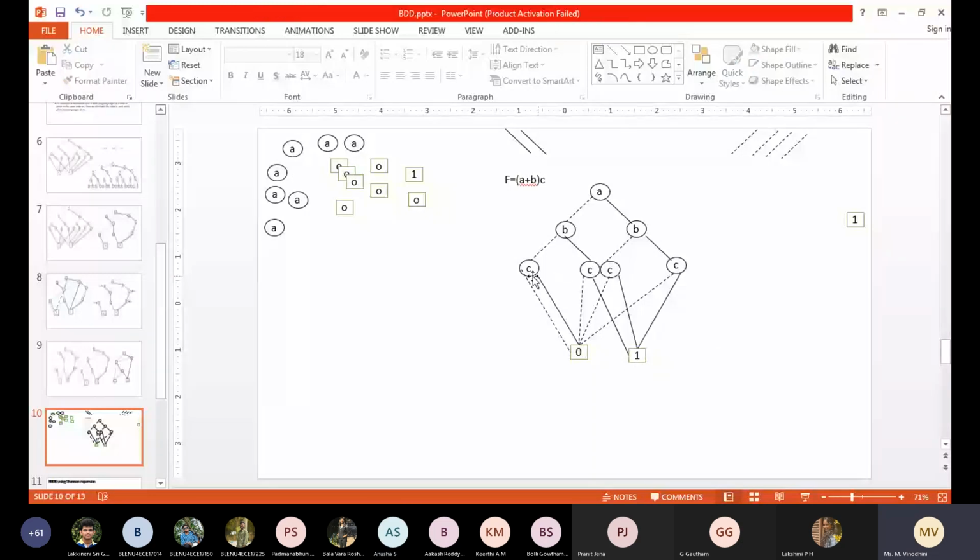Now let me look at the pattern. This C, zero or one, going to zero. Is there any other C like that here? No. This is unique. That means this C is unique. I cannot do anything with it. Coming to this C, when it is 0, 0, when it is 1, 1. This C, when it is 0, 0, when it is 1, 1. This C, when it is 0, 0, 1 means 1. So these three are the same. So instead of having three, let me have only one. Let me remove all these.